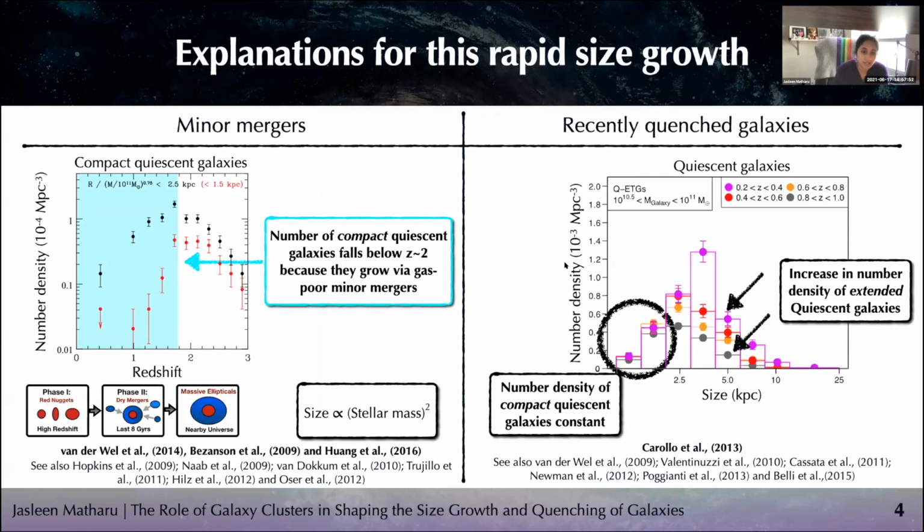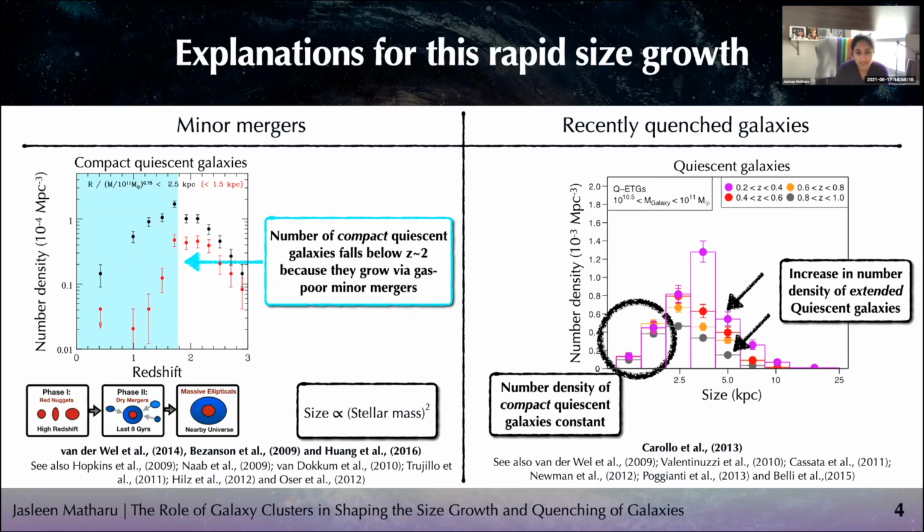The first is a minor mergers hypothesis of size growth, which came about from observations showing that the number density of compact quiescent galaxies dramatically declines after a redshift of 2. And it was thought their disappearance can be explained if these compact galaxies have undergone gas-poor mergers with galaxies of very different stellar masses. And this has an effect of inflating the size by the stellar mass squared.